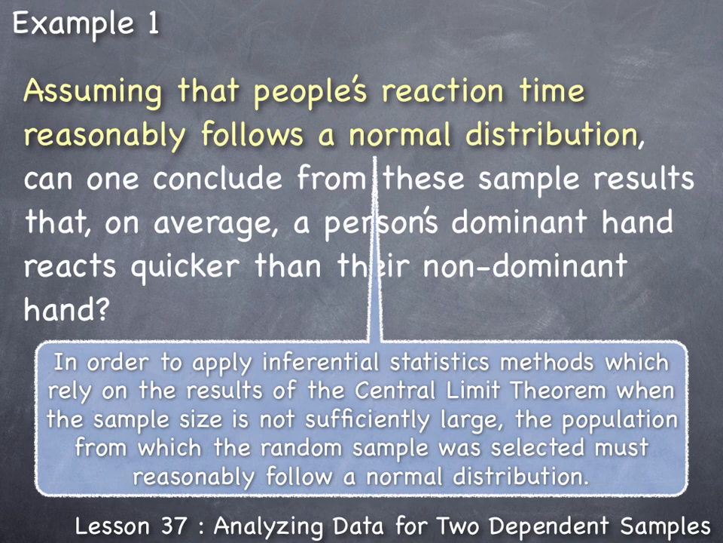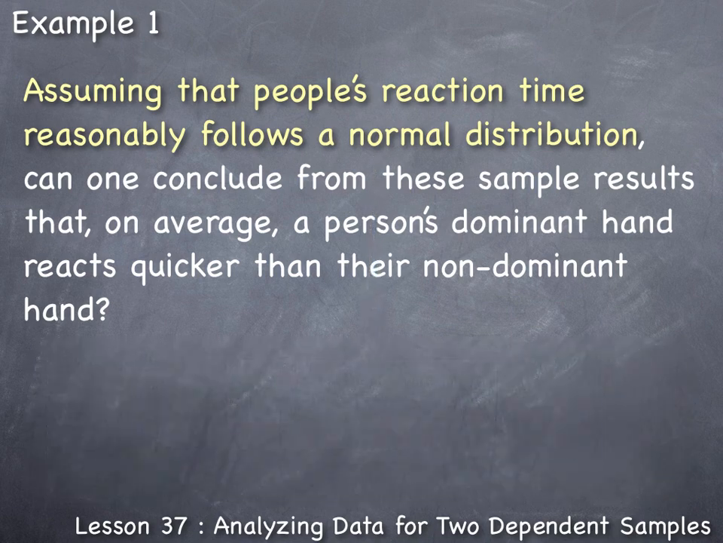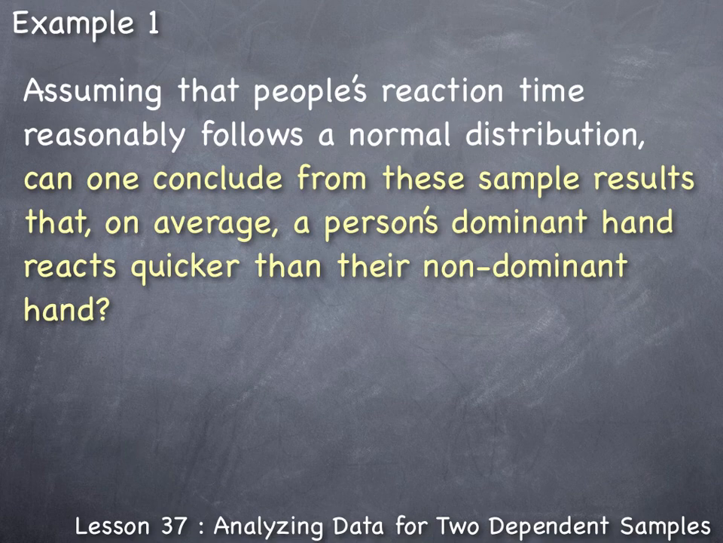So in this case, we only took a random sample of 7 test subjects. This was not sufficiently large. So we need to reasonably assume that the people's reaction time follows a normal distribution in order to continue on with this particular data analysis. Now the question is, can one conclude from these sample results that, on average, a person's dominant hand reacts quicker than their non-dominant hand? Well, there are 2 possible answers to this question. Either yes, one can conclude, or no, one cannot conclude.